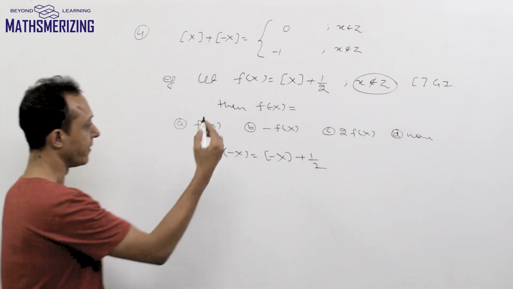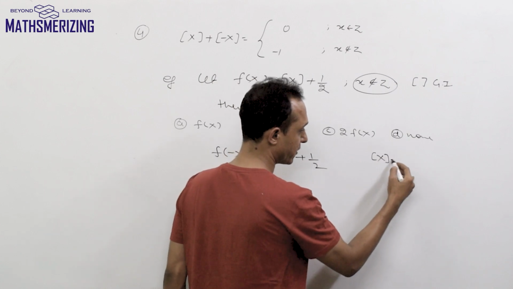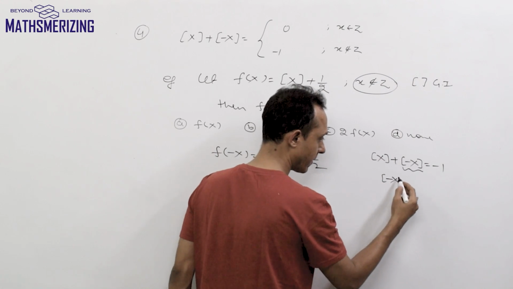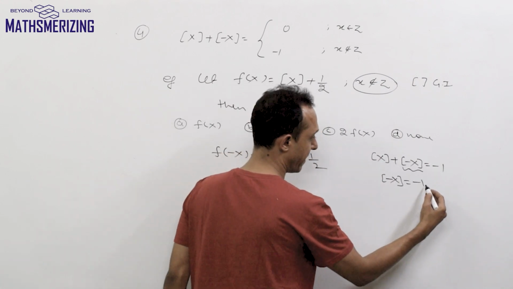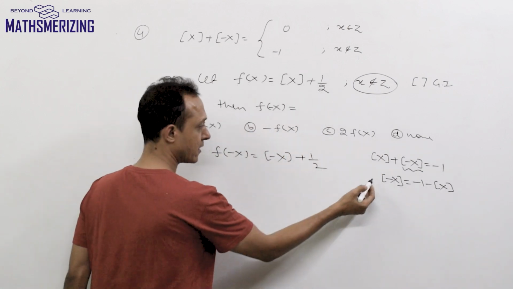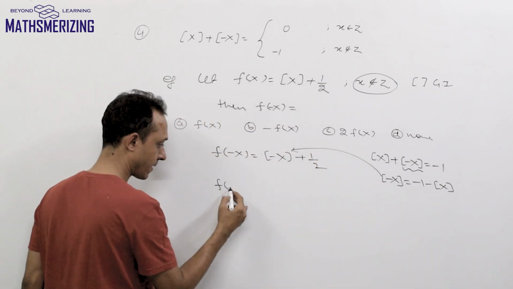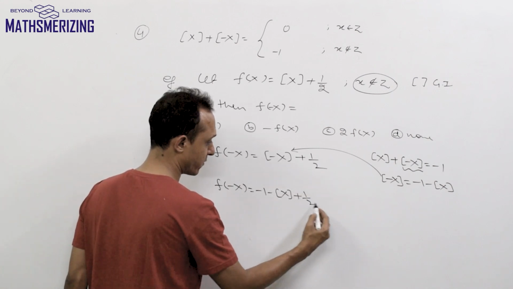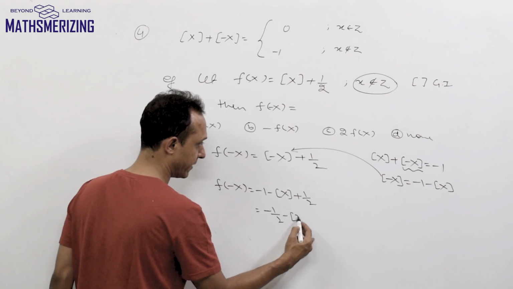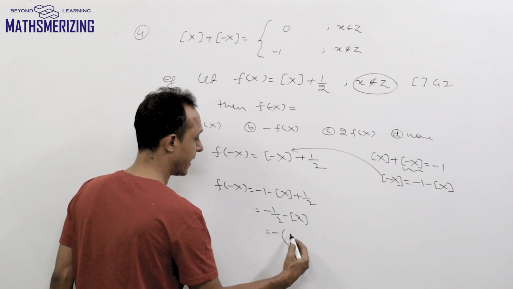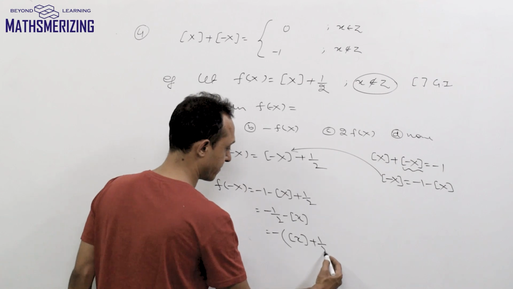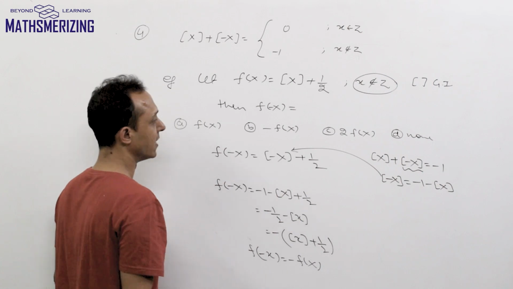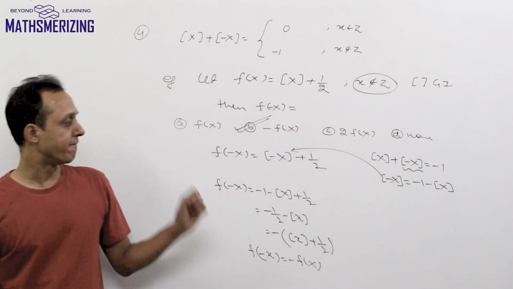Now when it is given that x is not an integer, in that case, what I know is greatest integer function of x plus greatest integer function of minus x is equal to minus 1. So I can write greatest integer function of minus x as minus 1 minus greatest integer function of x. So if I put it here, I can write f(minus x) as minus 1 minus greatest integer function of x plus 1 by 2. So it is minus 1 by 2 minus greatest integer function of x. So if I take minus common, I can write it as minus of greatest integer function of x plus 1 by 2, which is nothing but f(x). f(minus x) is simply minus f(x).